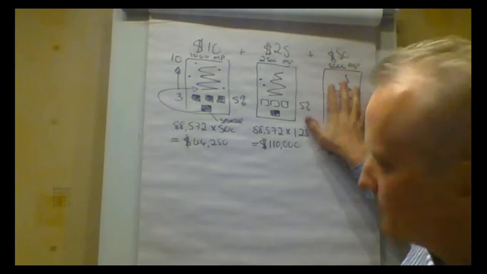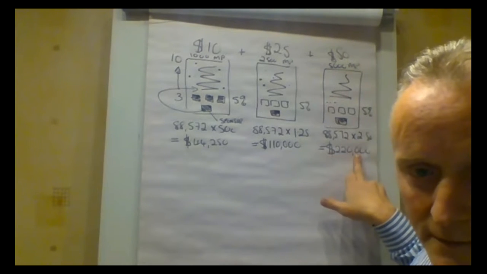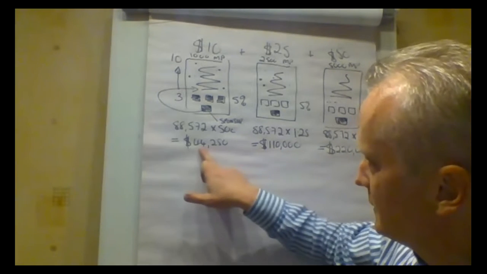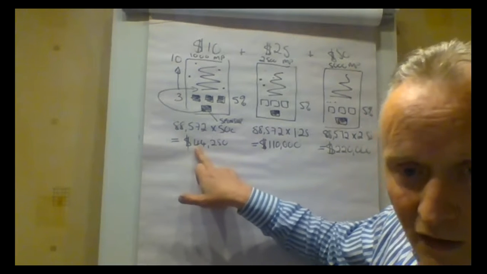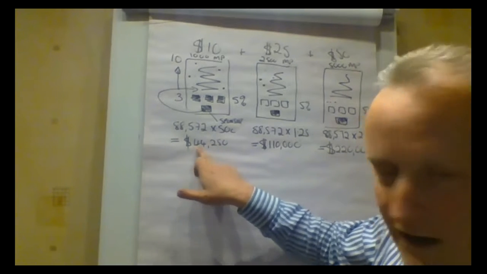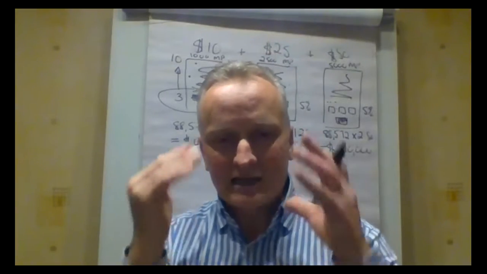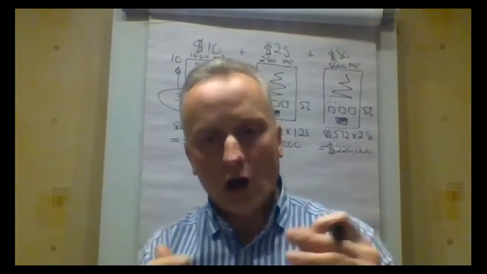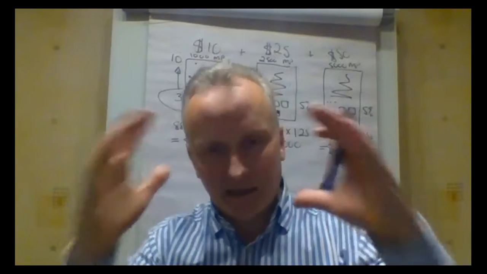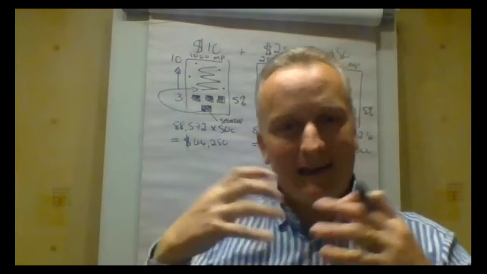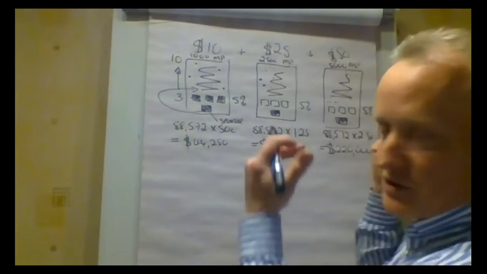So let's add the three of them up. 220,000 plus 110, that's 330,000, plus 40,000, $375,000 of commission sitting there waiting for you online. This money is sitting there for you. All you've done is you've purchased $85 to get into position here.